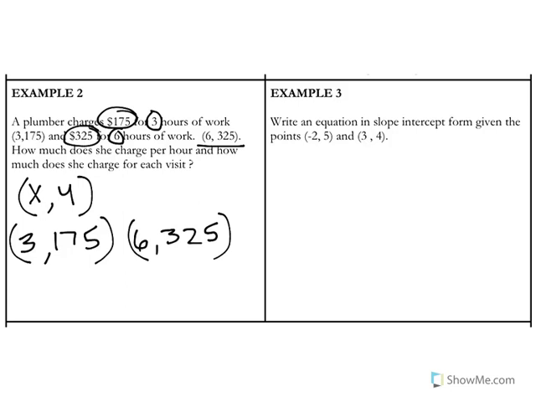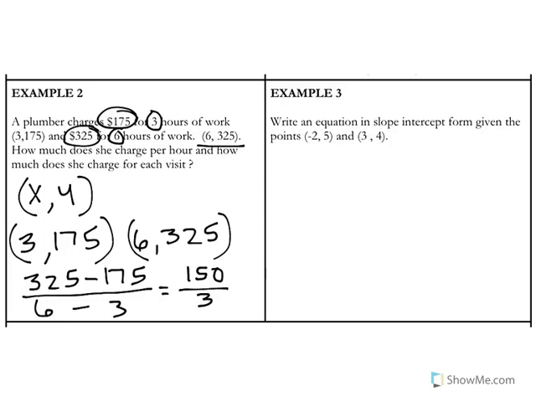So first of all, let's find the slope. Y minus y over x minus x. 325 minus 175. Well, I know that 325 minus 100 is 225. And then if I take 75 away from that, I get 150. And then 6 minus 3 is 3. I know that 150 can be divided by 3, so that would give me 50. So she charges $50 an hour. Okay?